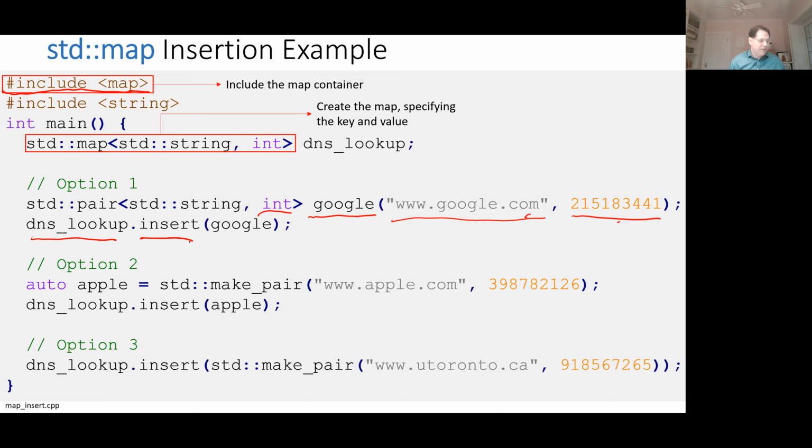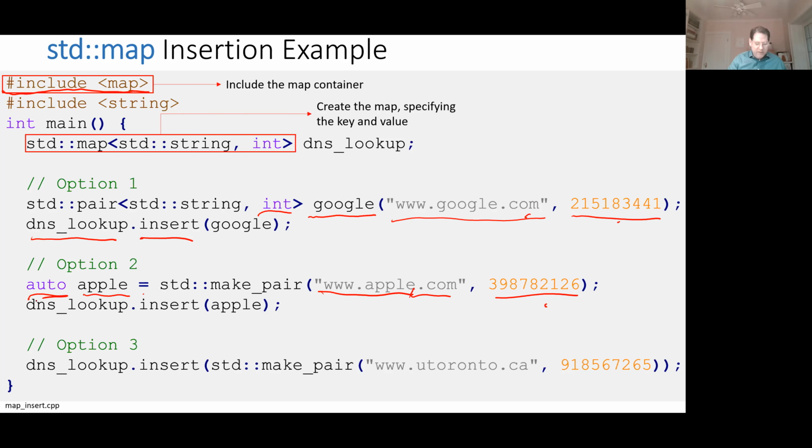My second option does the same thing, but now it's Apple and a different IP address. And I'm going to make it a little more succinct. There's a function called makePair. It's a templated function that STL provides. So for any pair of data elements, a string and an int, it just makes me a pair of the right type. I'm going to assign that to a variable, Apple, and I can say that that's an auto.